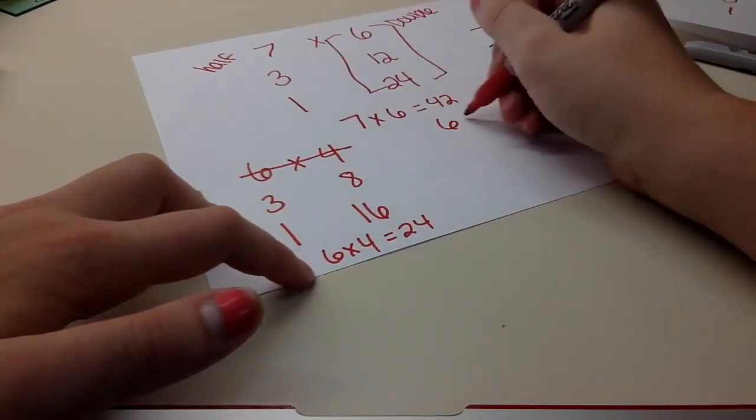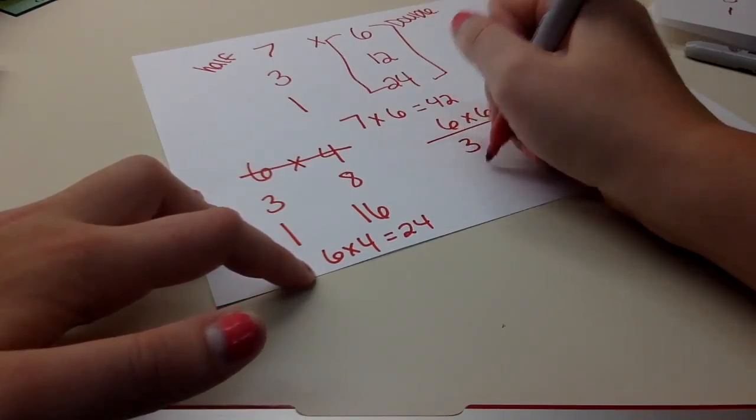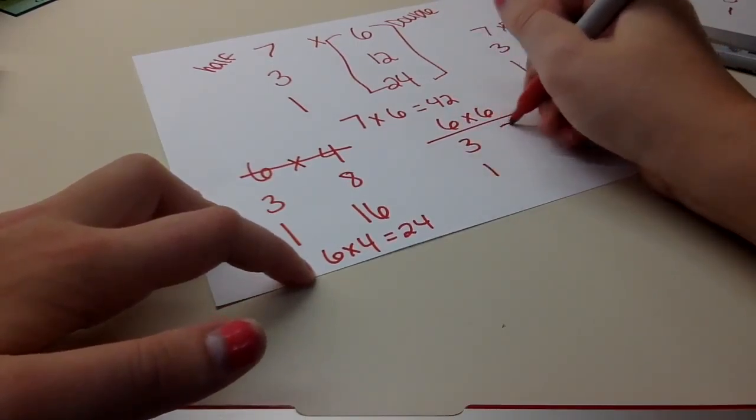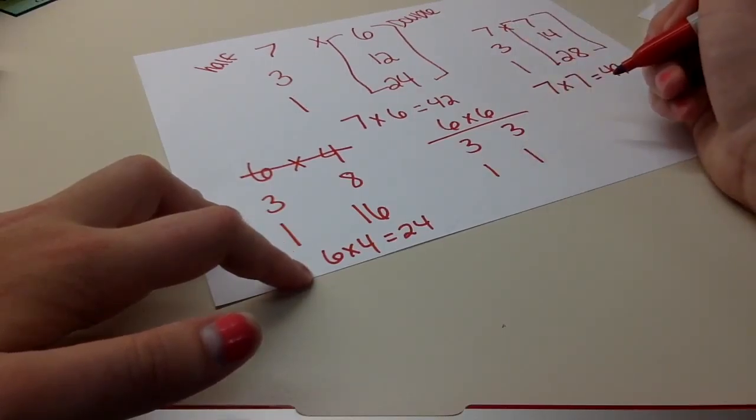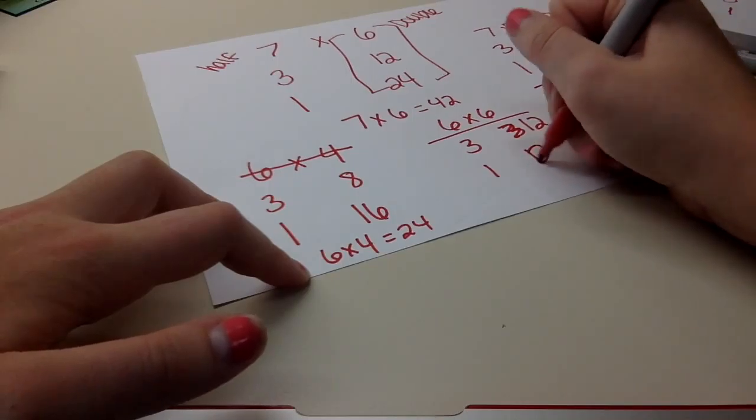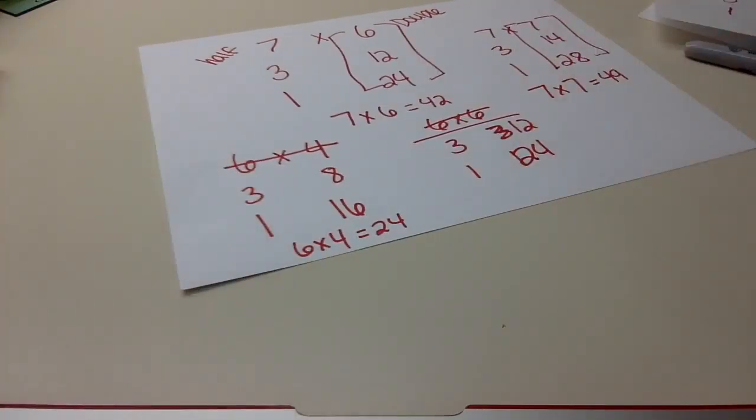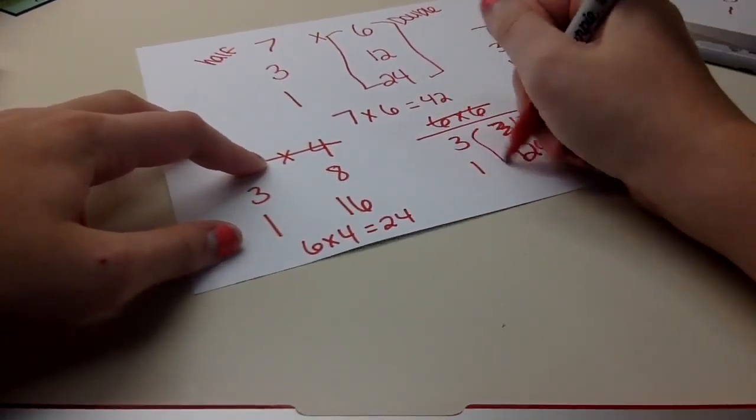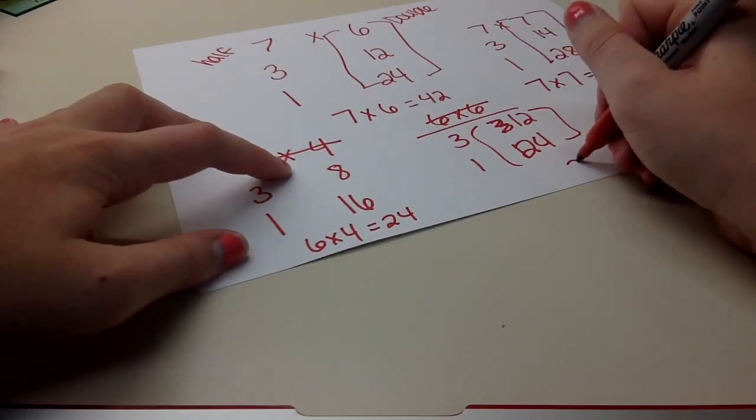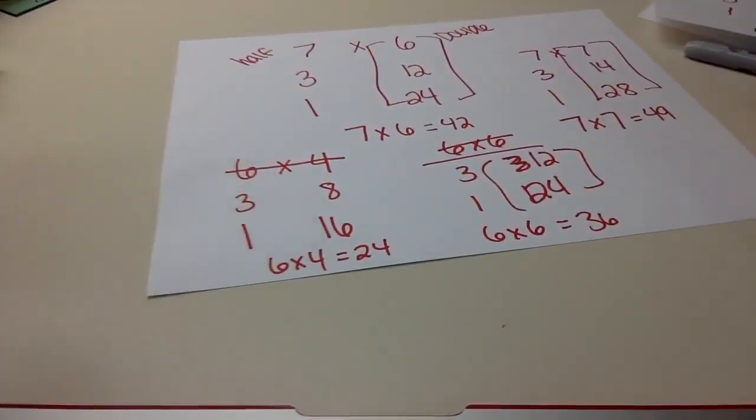You can do two of the same evens. 6, 3, 1. 6, 3, 1. Oh, no, sorry, 12. And then this is 24. I'm going to cross, and we'll leave that. And 12 plus 24 gives us 36. And that equals 6 times 6.